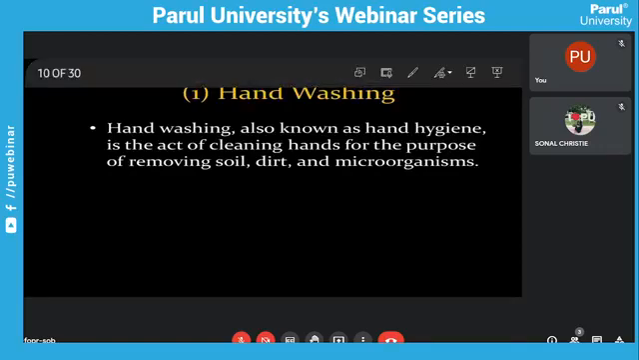First is hand washing. Hand washing is also known as hand hygiene. Everyone is aware of hand hygiene and the steps of hand washing. It is the act of cleaning hands for the purpose of removing soil, dirt and microorganisms from the hand. We are maintaining hand hygiene with the purpose of removing soil particles, dust particles, or microorganisms.